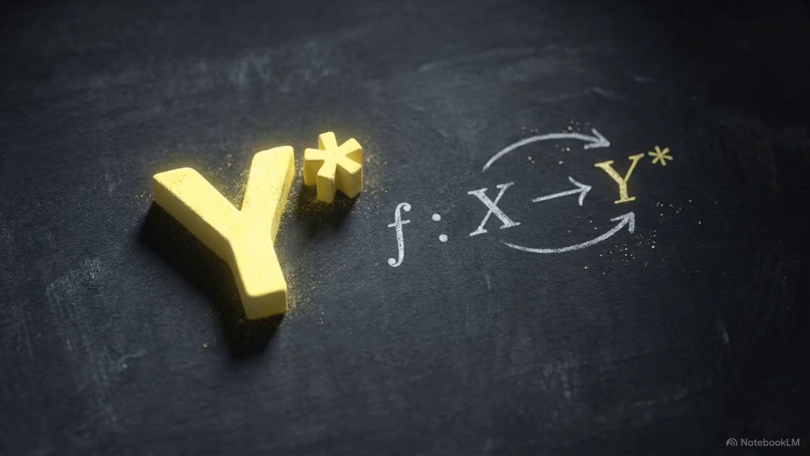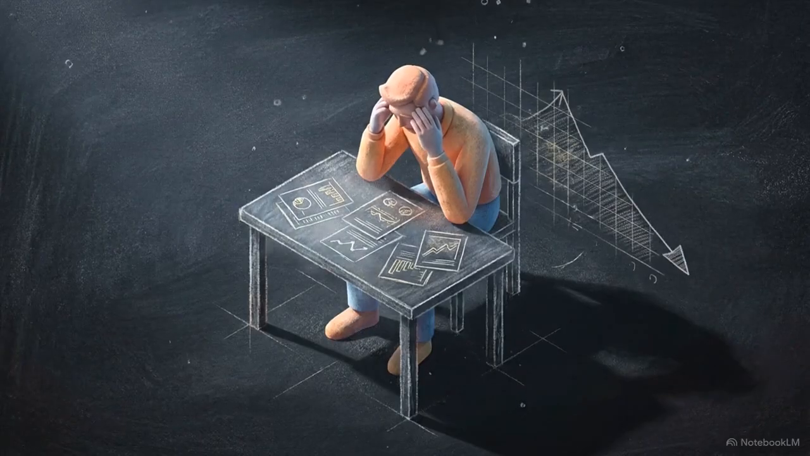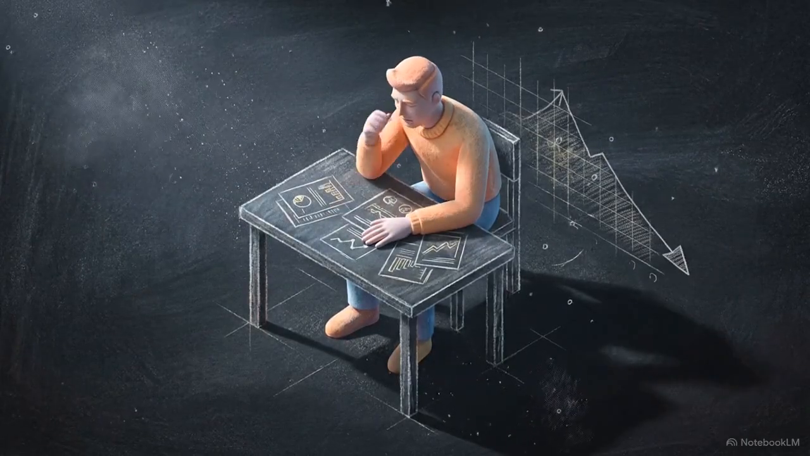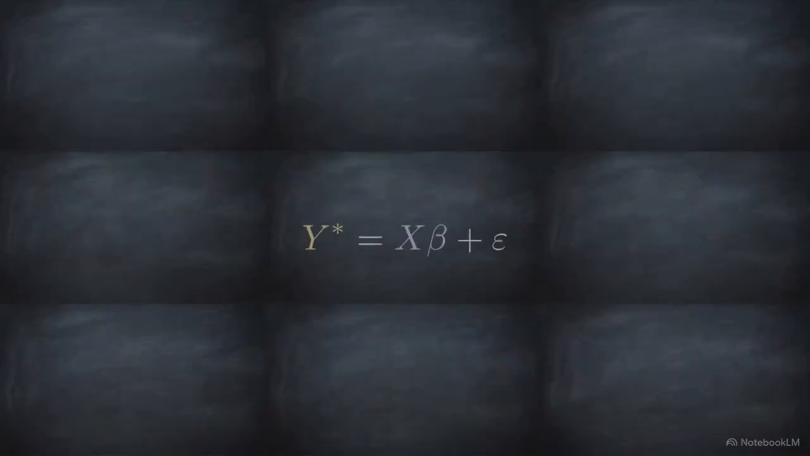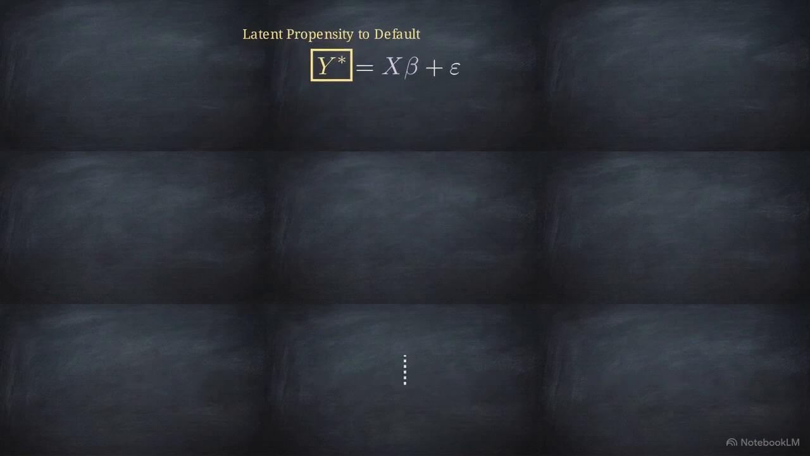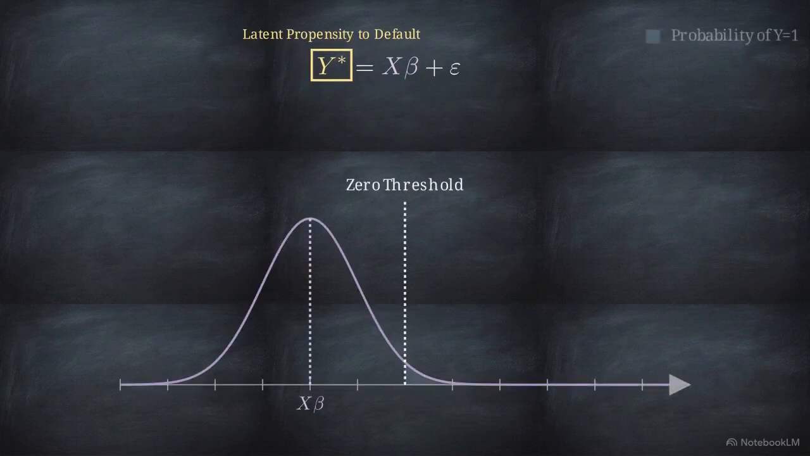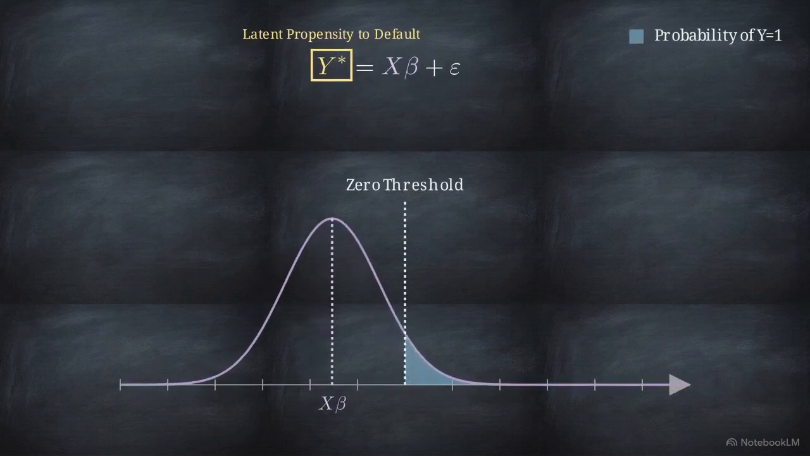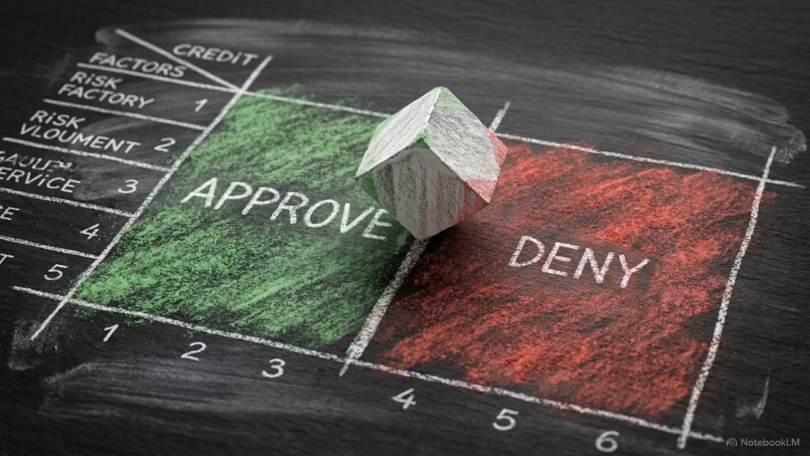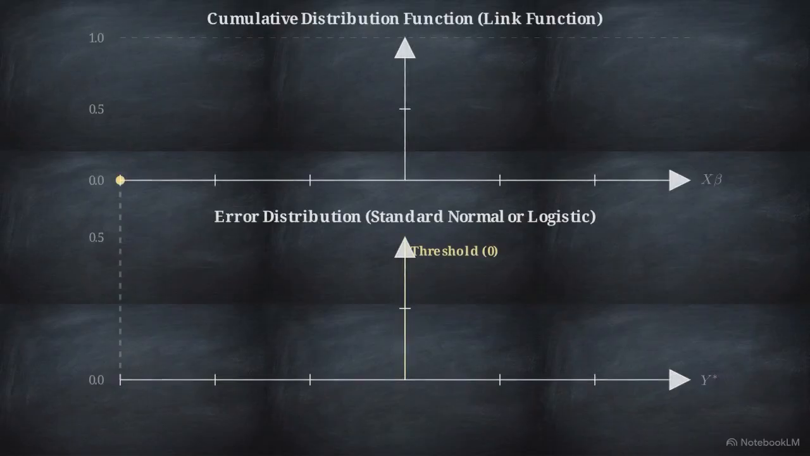Econometricians call this a latent variable, denoted as y star. You can think of it as a borrower's underlying propensity to default, or a voter's hidden utility for choosing a specific candidate. As this equation shows, this latent propensity is defined by our linear index plus an error term. We only observe a discrete 1 in our actual data when this hidden propensity crosses a specific threshold, usually set at 0. This means the probability of observing our target event is exactly equal to the probability that the error pushes the equation past 0.